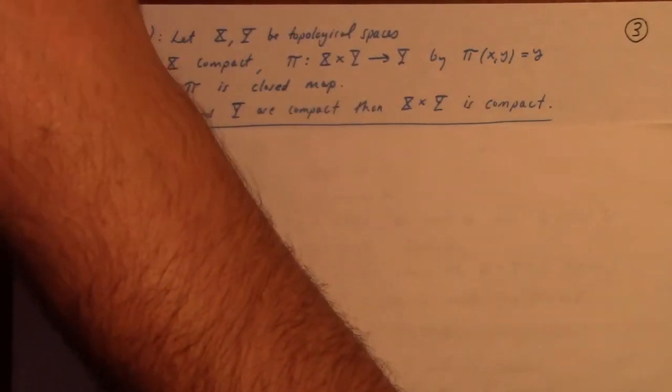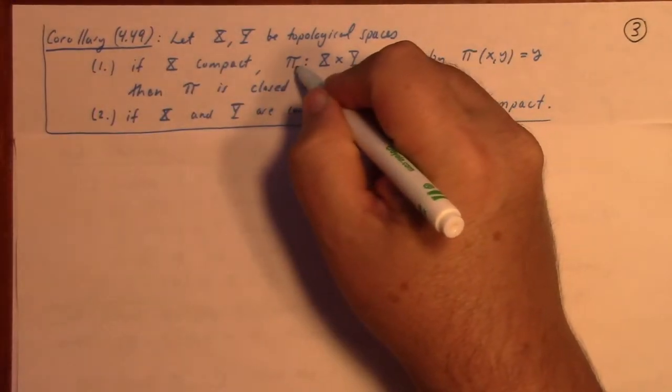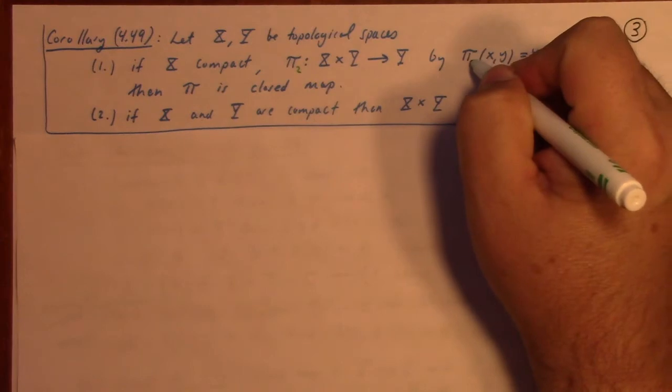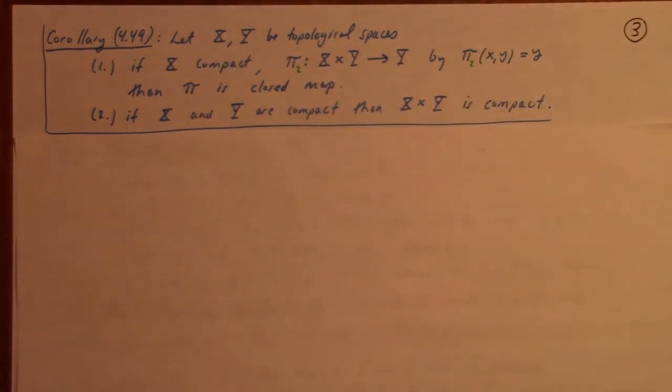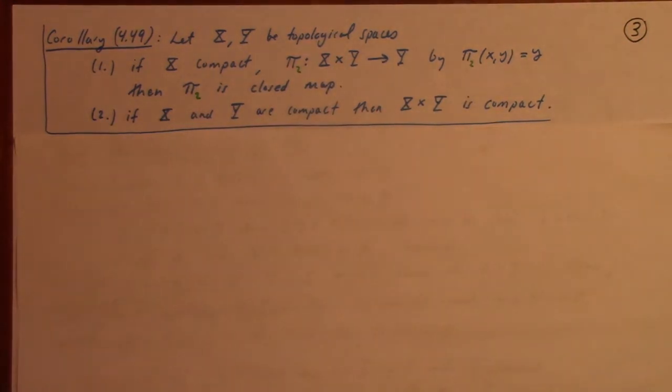And I guess we could leave that pi alone, but I think I'm going to add a 2 to it because it just feels right. Because it's the second projection there, you know. Pi 2 is a closed map, since there's 2 of them.